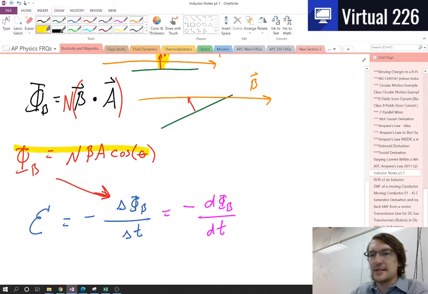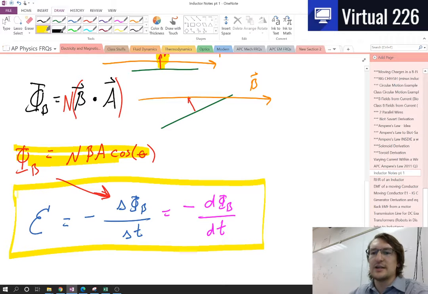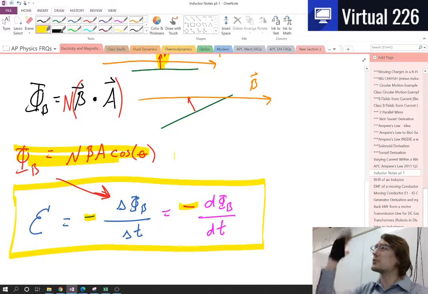We're going to be talking about this idea of a magnetic flux, and then how that flux will induce some EMF. And this negative sign is kind of interesting. We'll talk about that in the next video when we get into another right-hand rule.